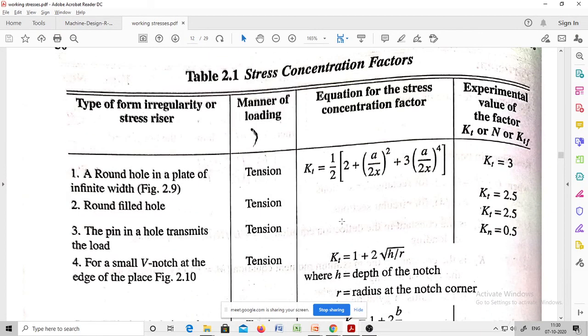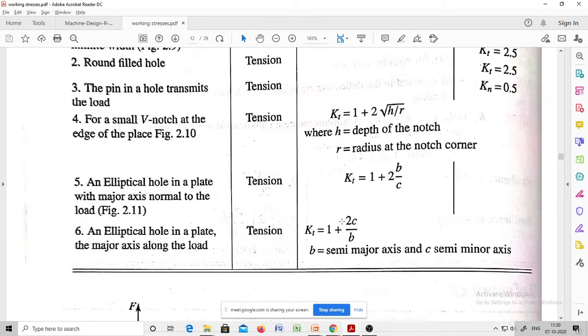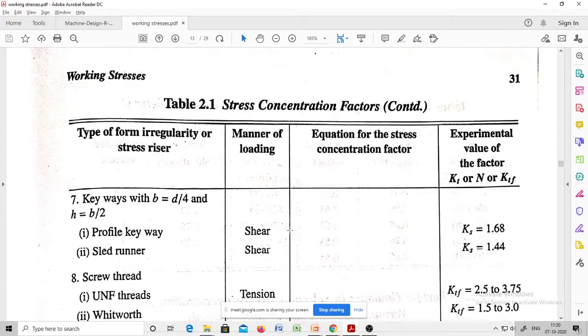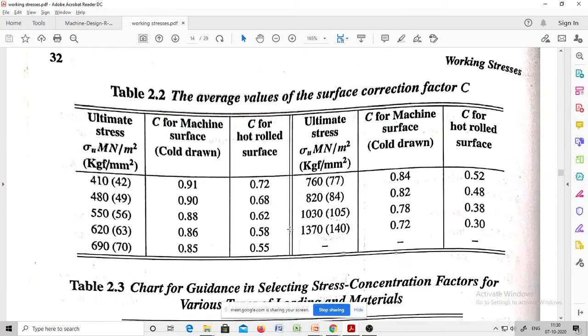Now this is table number 2.1, and this is 2.2. It depends on the ultimate stress here. So the surface finish factor depends on the ultimate stress, and on the type of material, whether the material is cold drawn or has a hot rolled surface.